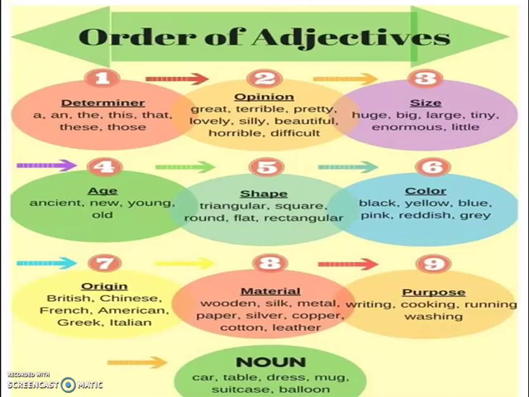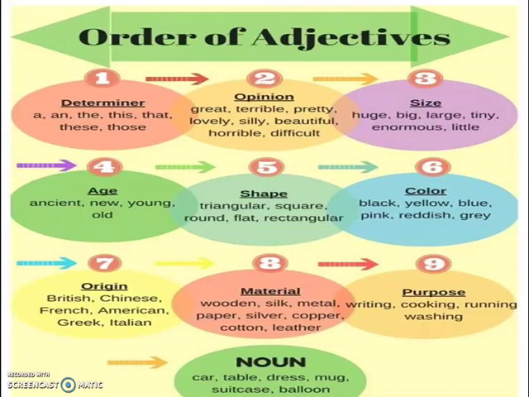Number 7, the origin. An origin adjective describes where something comes from. For example, British, Chinese, French, etc. Number 8, the material. A material adjective describes what something is made from. Wooden, silk, metal, cotton, etc. And number 9, the last one, is the purpose. A purpose adjective describes what something is used for. For example, we use it for writing, for cooking, for running.